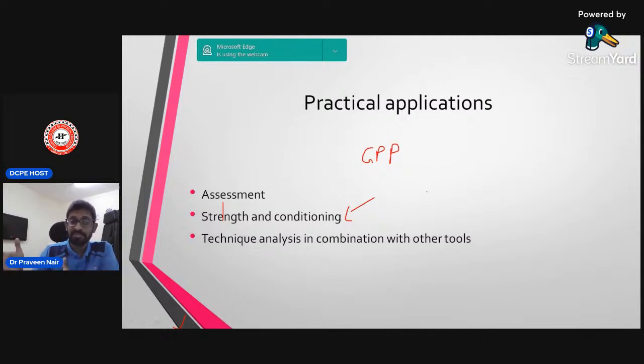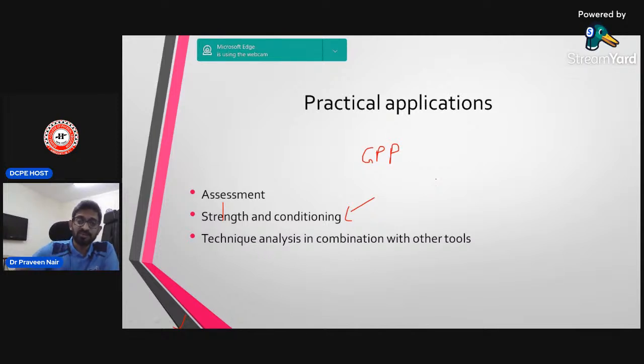Plyometrics, जब आप plyometrics में जाएंगे, you can actually check the particular height from where you can start the plyometric training, and we can actually find out the reactive strength index also during that phase. That means how quickly you are converting your eccentric to concentric, eccentric force to concentric contraction.